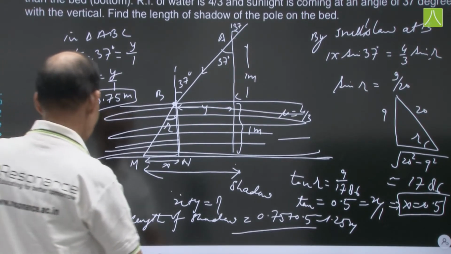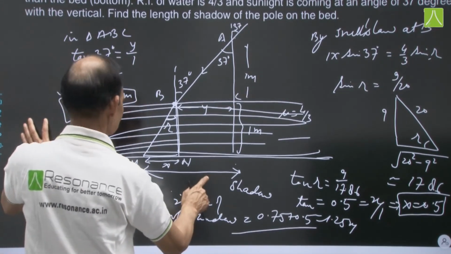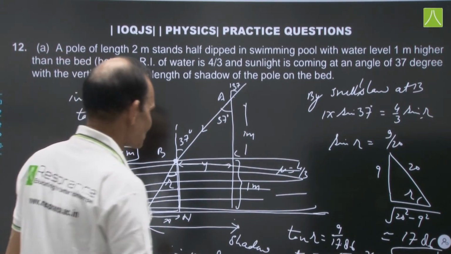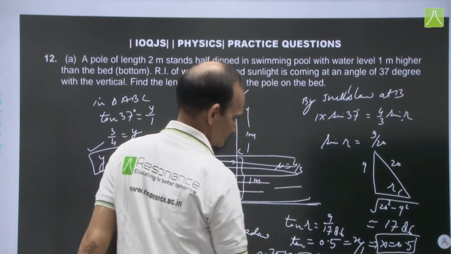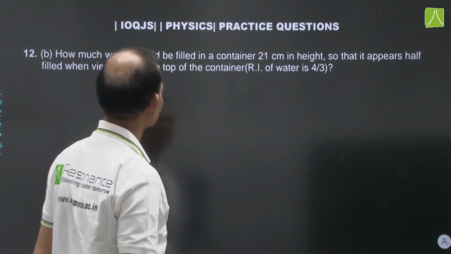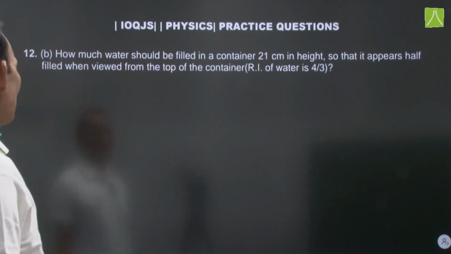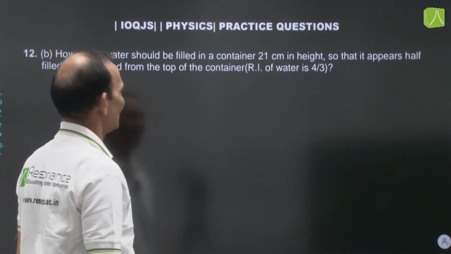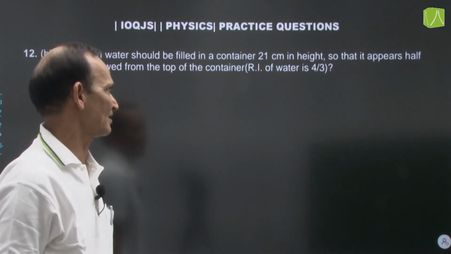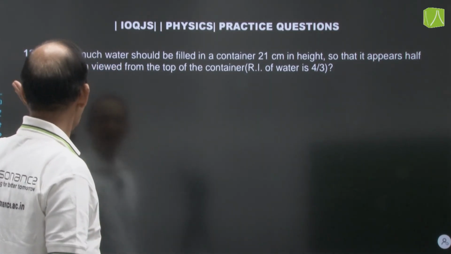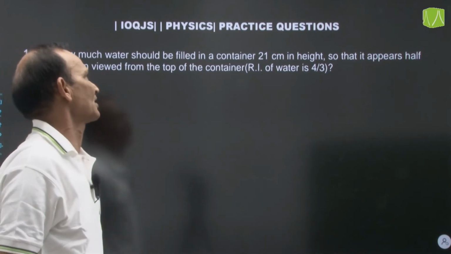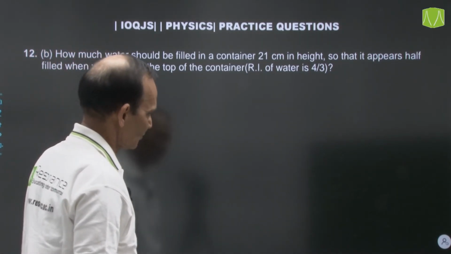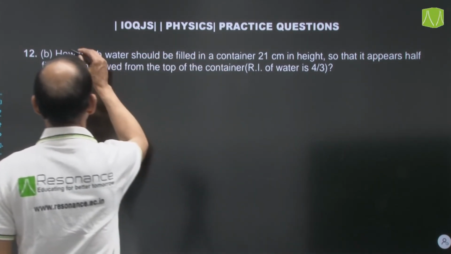Okay, next. It is the first part of question number 12. Next. This is question number 12, B part. How much water should be filled in a container 21 centimeter in height so that it appears half filled when viewed from the top of the container? RI of water is 4 by 3. Okay. Most important question.